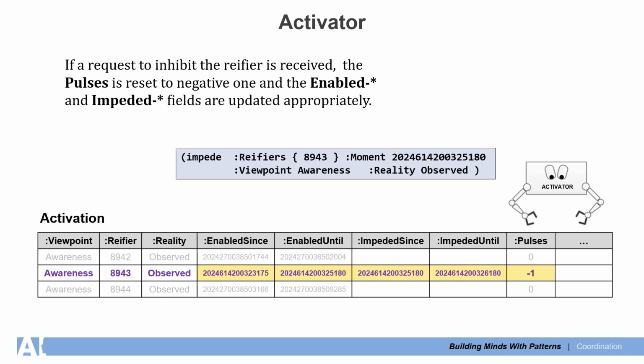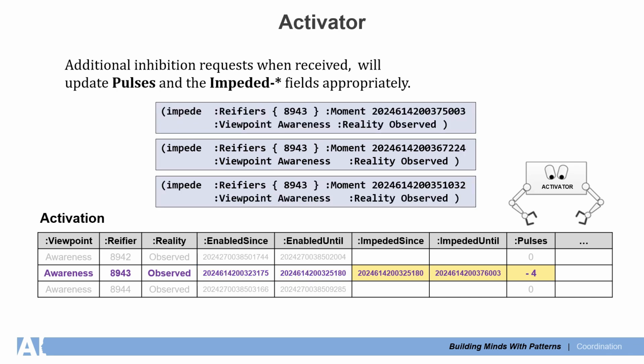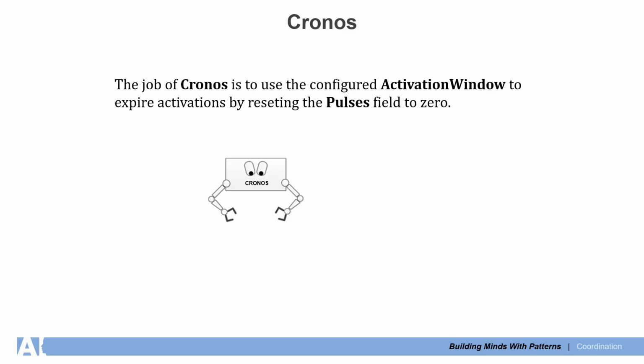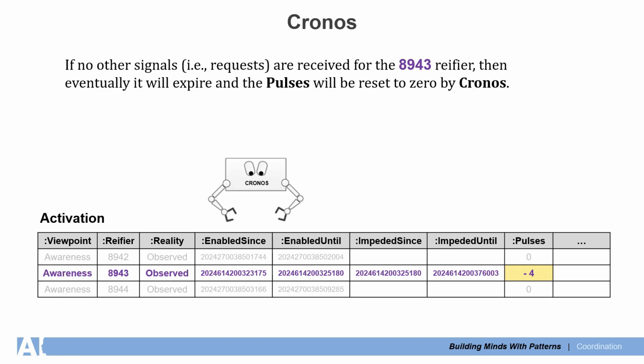If a request to inhibit the reifier is received, the pulses is reset to -1, and the enabled and impeded fields are updated appropriately. Additional inhibition requests, when received, will update pulses and impeded fields appropriately. The job of Chronos is to use the configured activation window to expire activations by resetting the pulses field to 0. If no other signals or requests are received for the 8943 reifier, then eventually it'll expire and the pulses will be reset to 0 by Chronos.